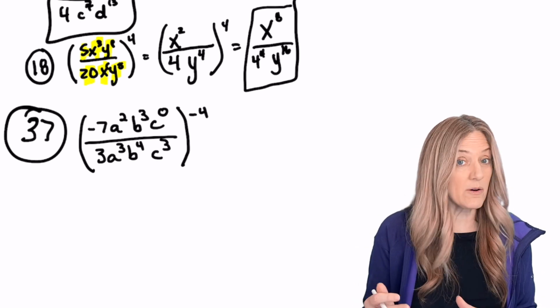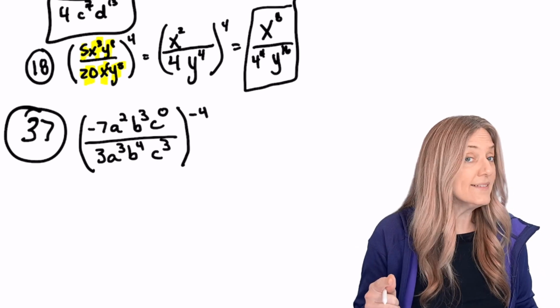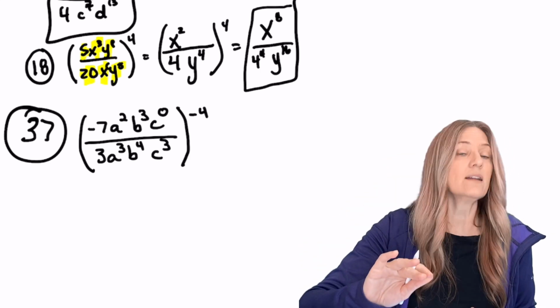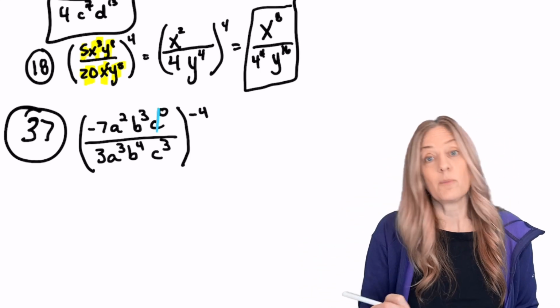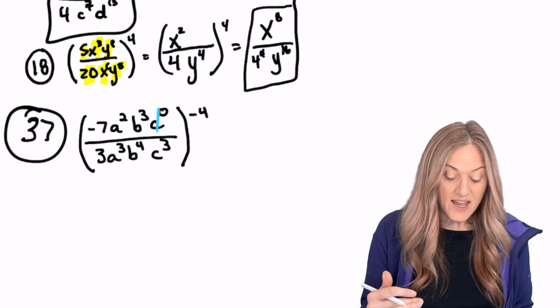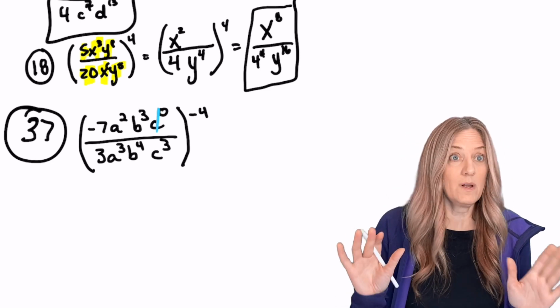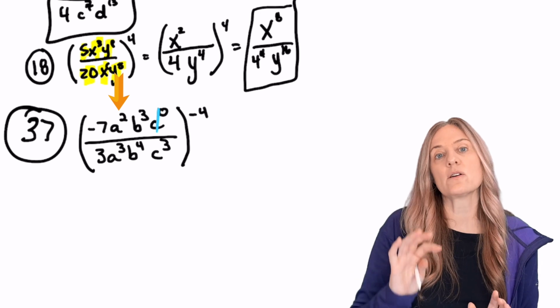So c to the 0, anything to the 0 power is what? 1, not 0, right? C to the 0 is 1. So basically I've taken care of that. Then I have -7 divided by 3. Well, I can't reduce that, but I have a squared over a cubed.